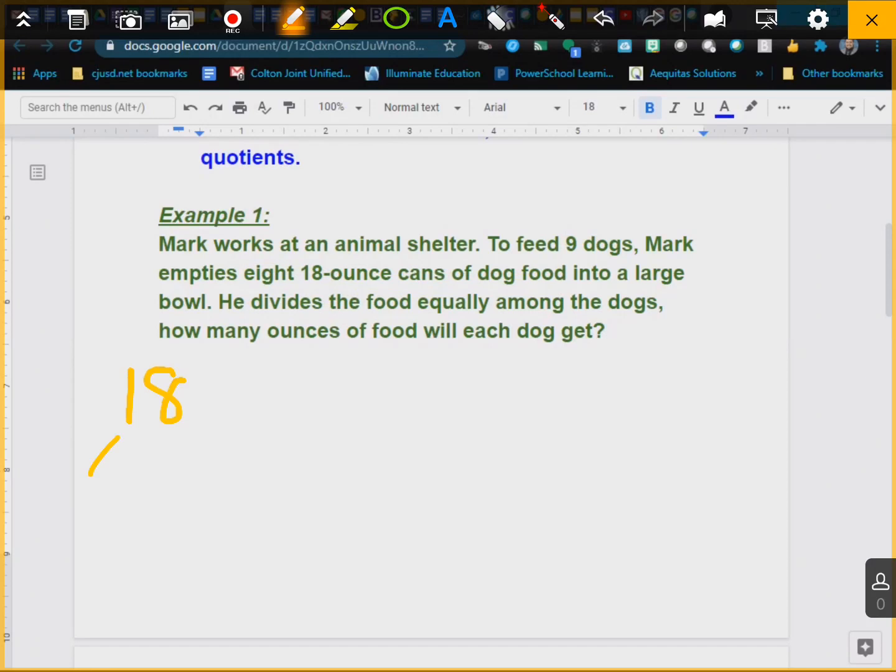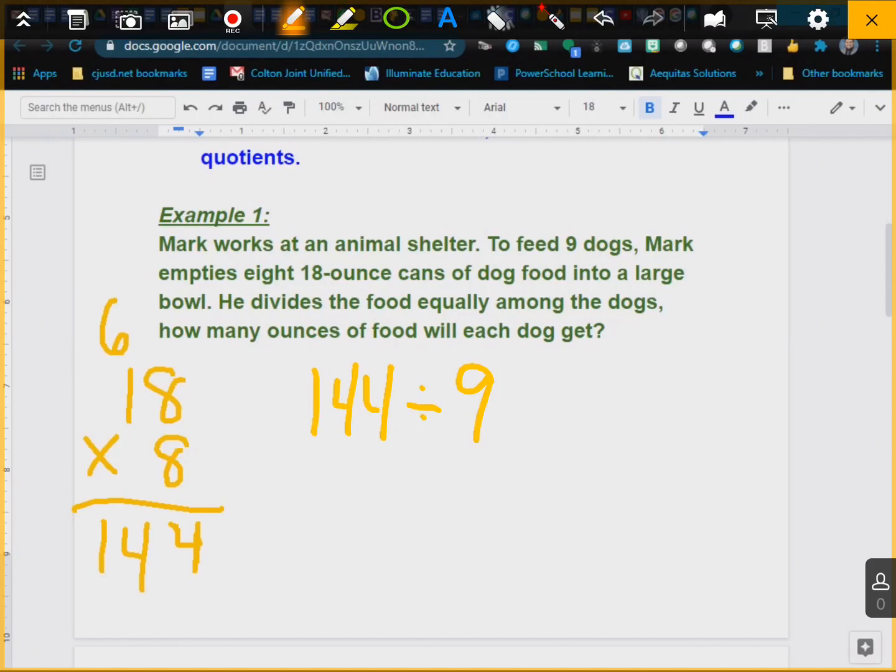18 times 8. 8 times 8 is 64. Wait, is that right? Yes, it is. Sorry. I had to check my mental math for a second. 8 times 1 is 8, plus 6 is 14, so it's 144. So, we're going to take 144 and we're going to divide it by 9.